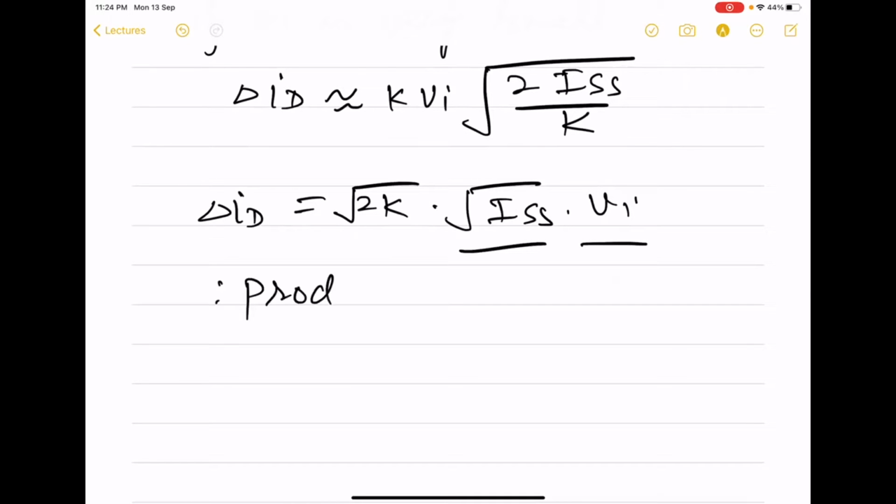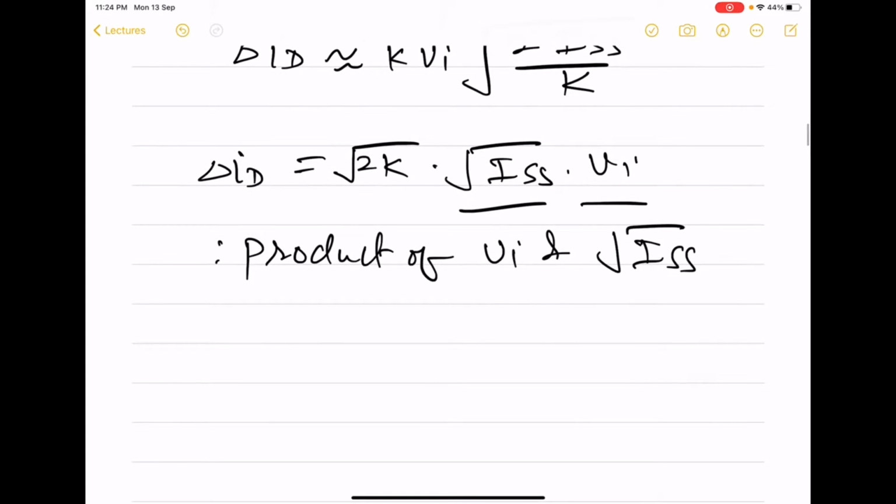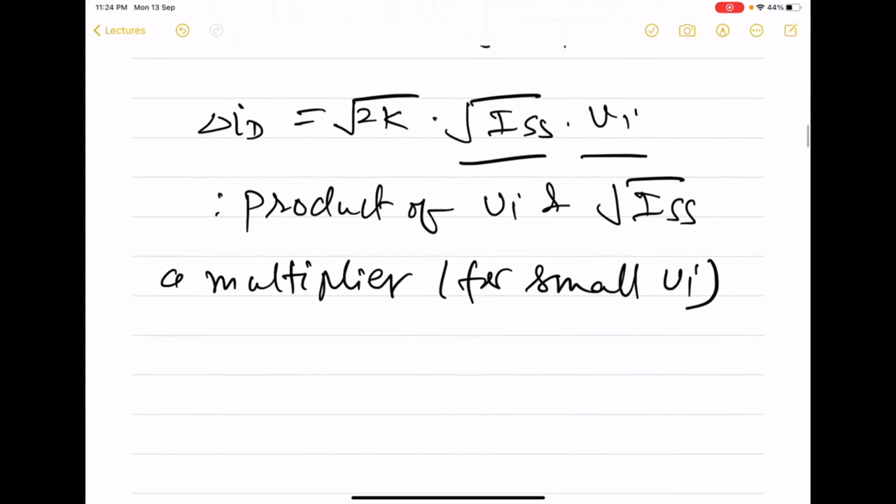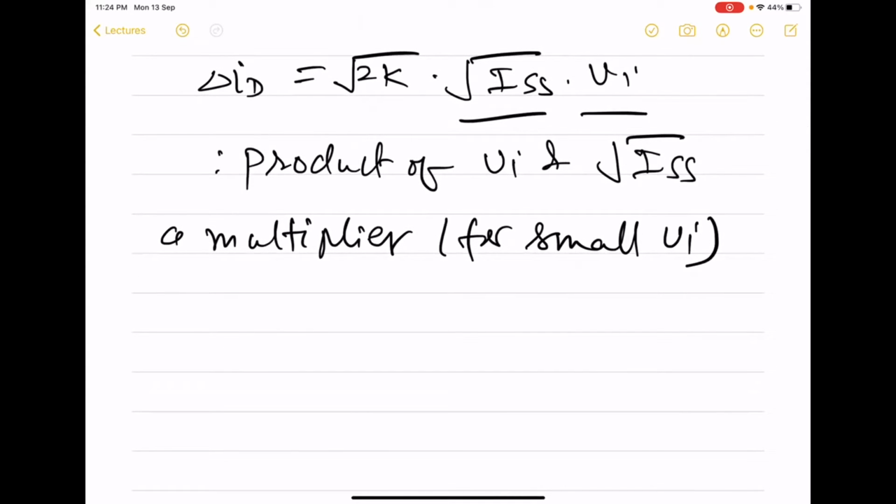So this is product of Vi and square root of ISS. So this output is product of two quantities, Vi and square root of ISS. So this circuit acts as a multiplier, of course, for very small Vi. So here, this acts as a multiplier, that is okay.